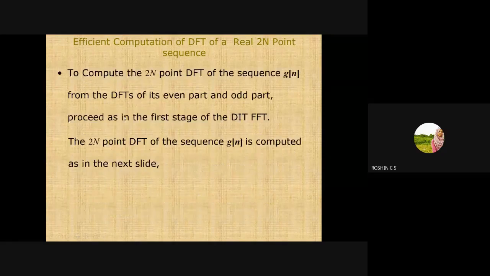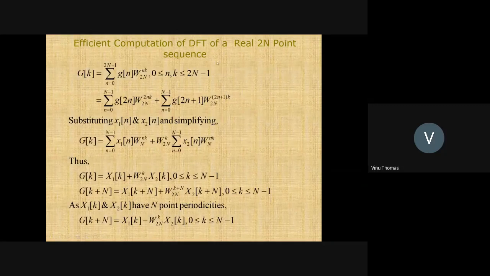Okay, sir. So to compute the 2N-point DFT of the sequence g of n from the DFTs of its even and odd parts, we will proceed as per the first stage of the DIT FFT algorithm. So the 2N-point DFT can be written in this way. I have written out all the other calculations which you might not have in the textbook, because this is actually not required. It is easily understood.